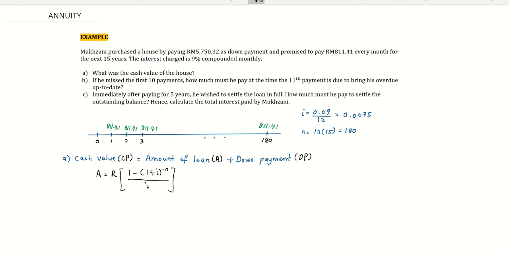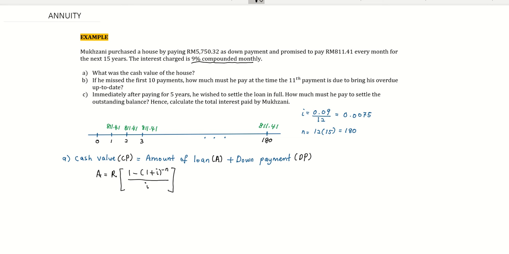The interest charge is 9% compounded monthly. So the interest rate per period is 0.09 divided by 12, since the interest rate given here is 9% compounded monthly. And then the total number of payments is 180, because he made a loan for 15 years times m, which is 12.